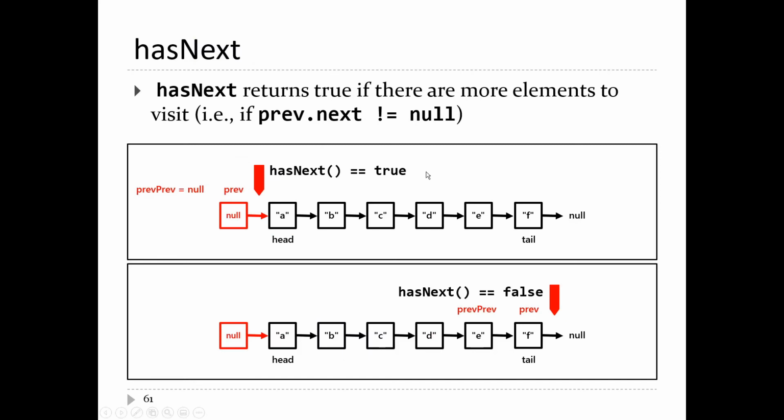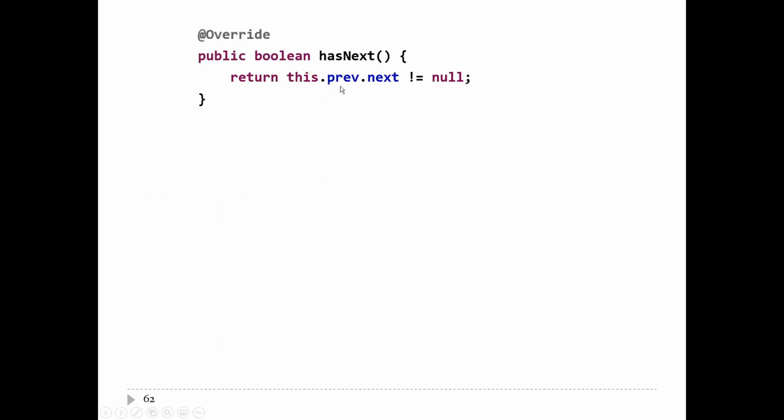The hasNext method returns true if there are more elements to visit. So how do we know if there's more elements to visit? Well, if previous.next is not null, then there's more elements to visit, so there's another node after previous. At the end of the iteration, where the iterator has visited all the elements, previous.next is null. So implementing hasNext is trivial. You simply return this.previous.next is not equal to null.